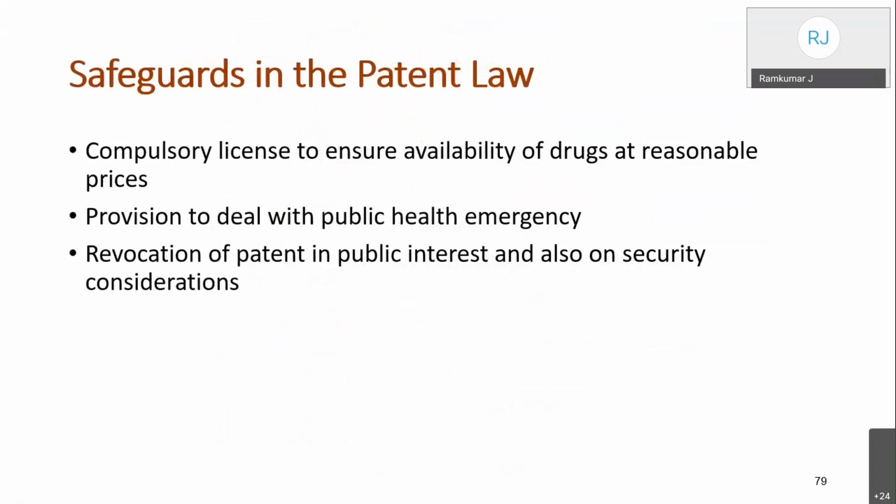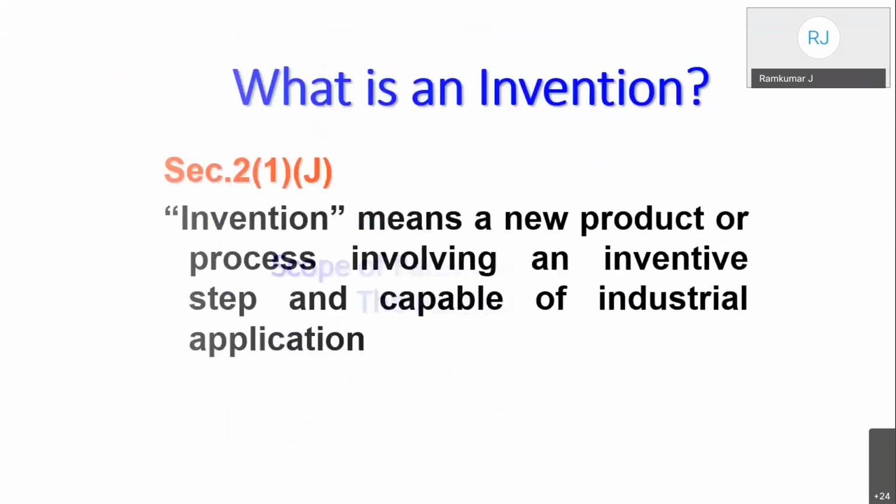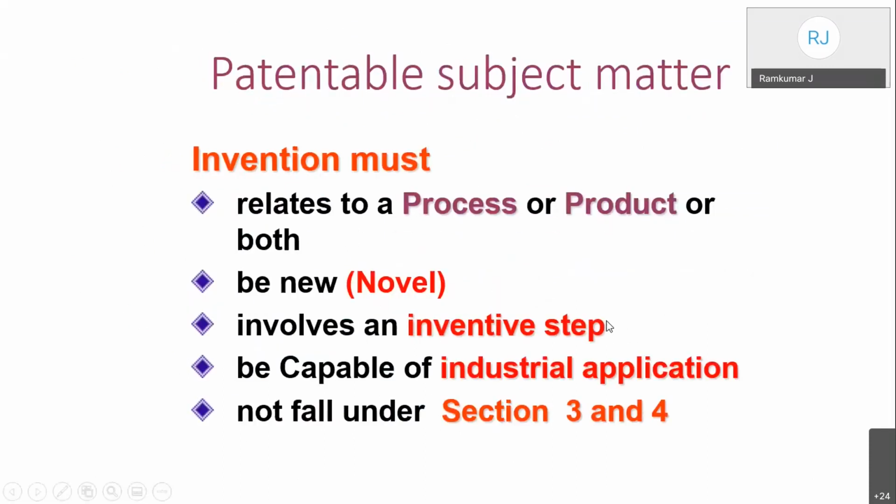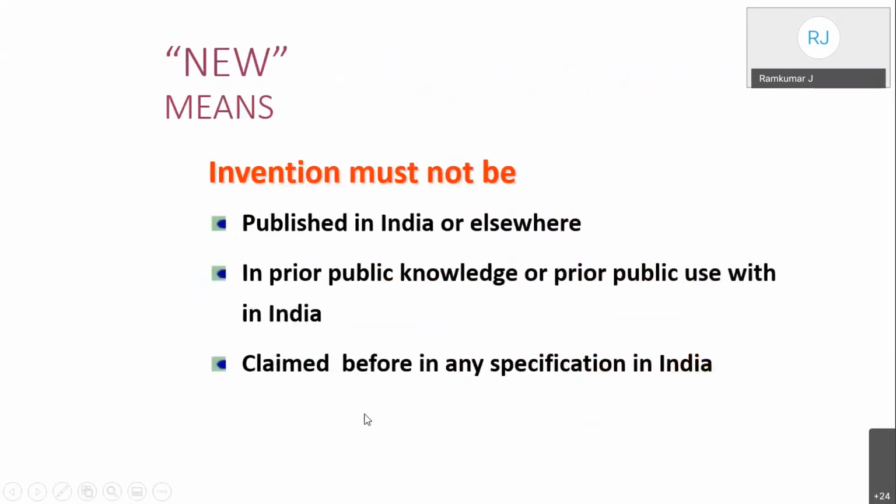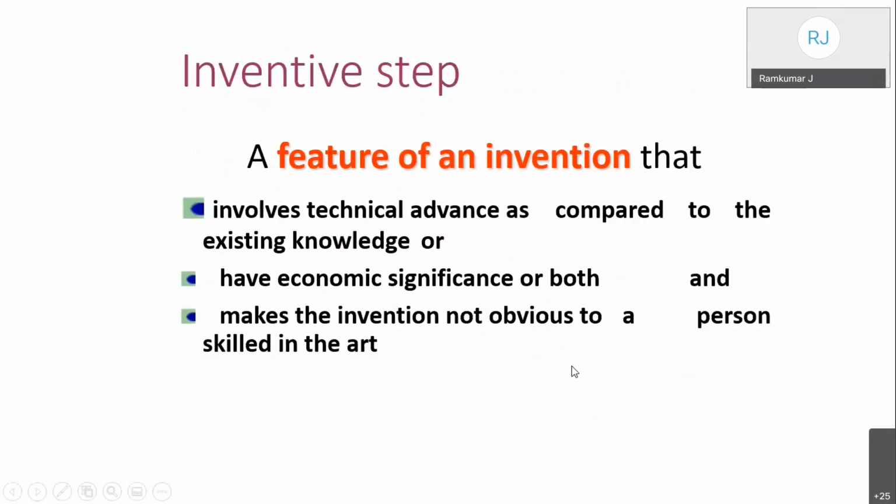So safeguard the patent. I have told everything together. What is an invention? Invention means a new product or a process involving an inventive step and capable of industrial application. So the patentable subject matters, this is what it is. New means the innovation must not be published in India or elsewhere. Prior public knowledge or prior public use within India, or claimed before in any specification in India, should not be there. Then only you can ask for a patent.